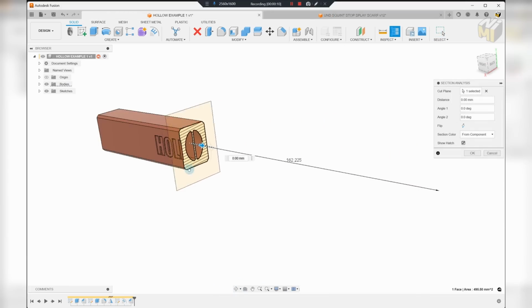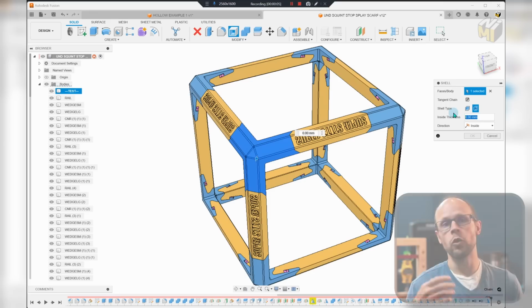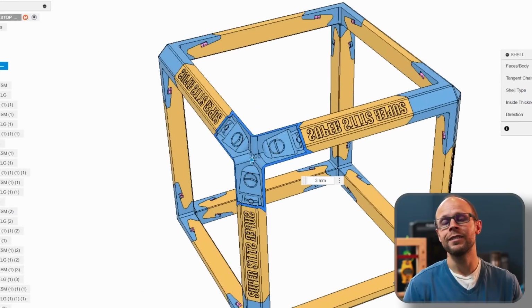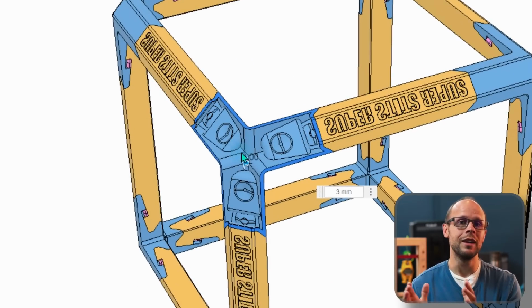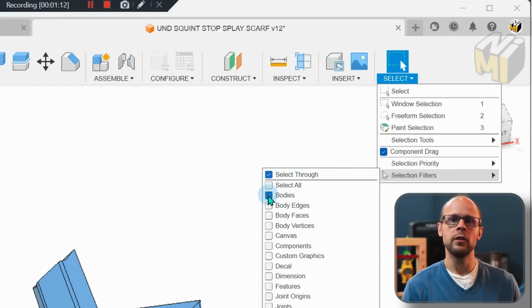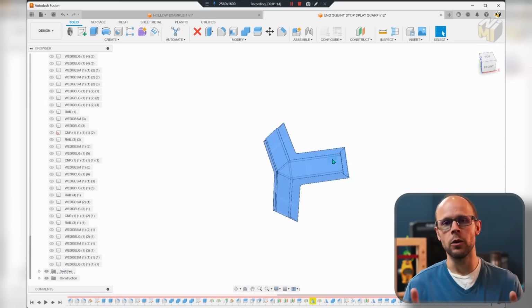In this case, as long as we have enough walls and tops and bottoms in the slicer, there should be no infill. The next method, which can be used on any part, is the hollow command in Fusion 360. Now, normally when we use this command, we would want to remove some faces, but in this case, we don't want to do that. So what we need to do is go over and change our selection to body.